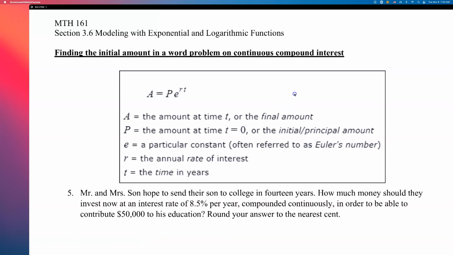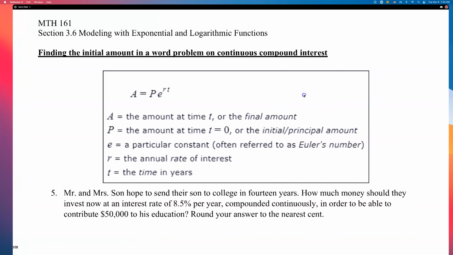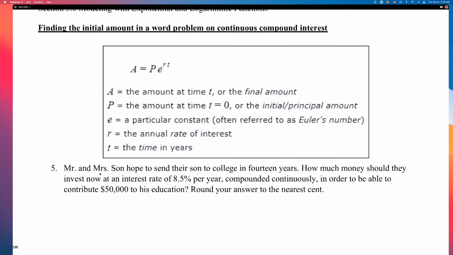Let's find the initial amount in a word problem on continuous compound interest. So we're working with the same formula again: A equals P times e raised to the RT power, that continuous compounding formula. Well, we talked about what all these letters are, so let's just jump into these examples.